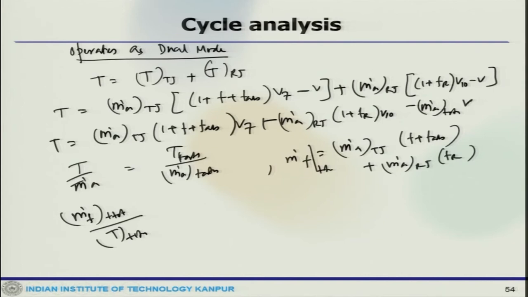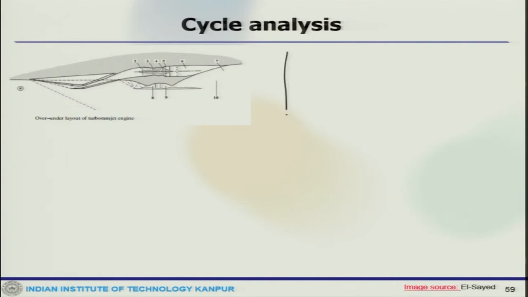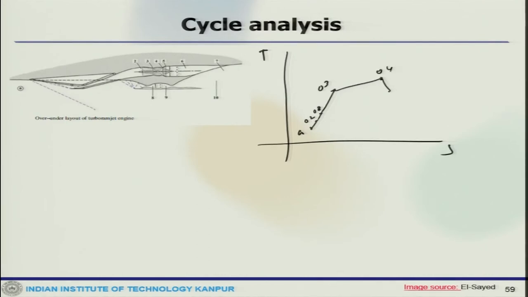Now, also one can look at the over under turbojet, and over under turbojet, this is some of the example, where the propulsion system integration is done, like this is a ramjet mode of that over under turbojet, and then this is another intake layout with different positions of the intake flap with subsonic and these things. Now, you can have one over under ramjet and can have a look at this. So this is quickly the TS diagram. So this is 0, 2, 8, 3, 0, 4 comes to 6.